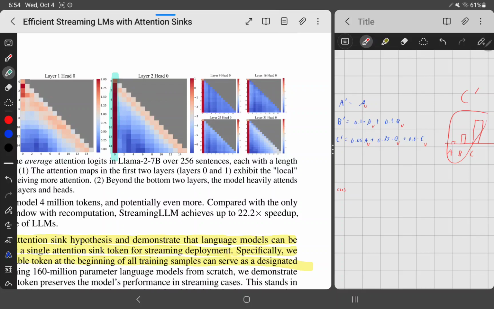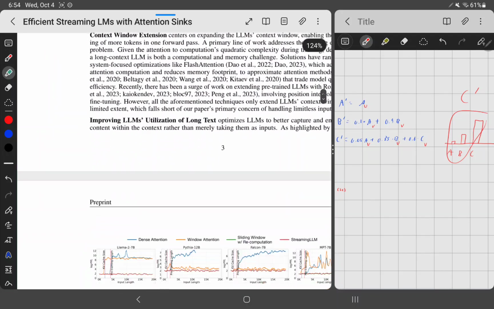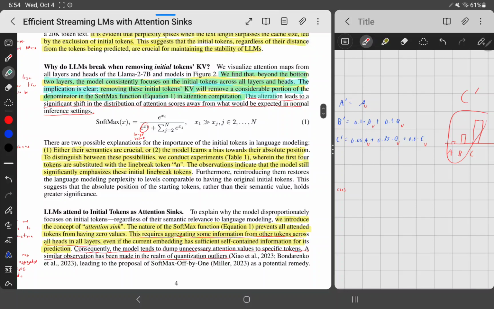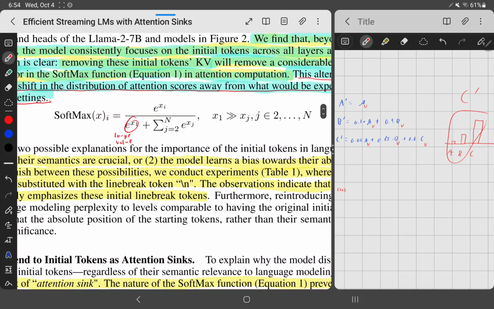And if you remove this, then the statistics of the softmax kind of get all messed up. So they say removing those values leads to a significant shift in the distribution of attention scores away from what would be expected from a normal inference setting. In attention, you have this denominator, and whenever you remove this large value, the sum below the denominator becomes a lot smaller, meaning that values that would be mediocrely large in magnitude are much larger, meaning that they will have a much larger attention value.